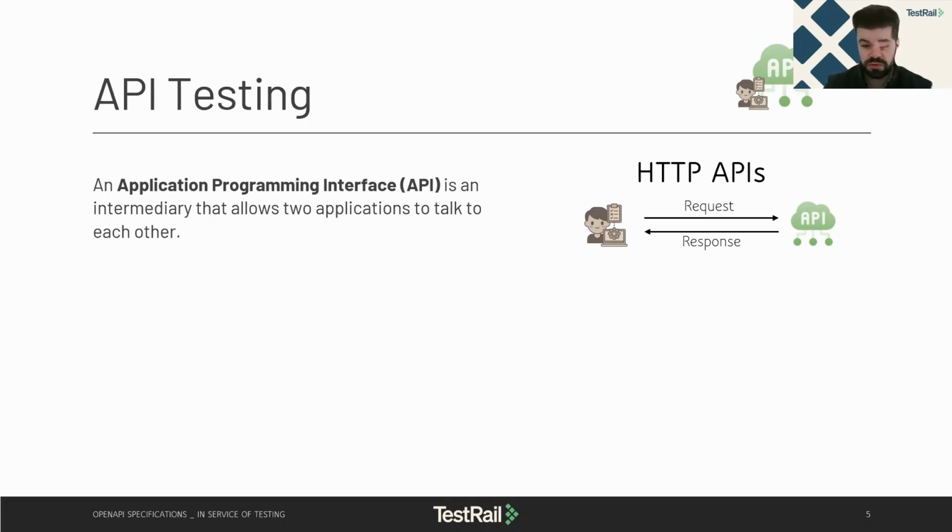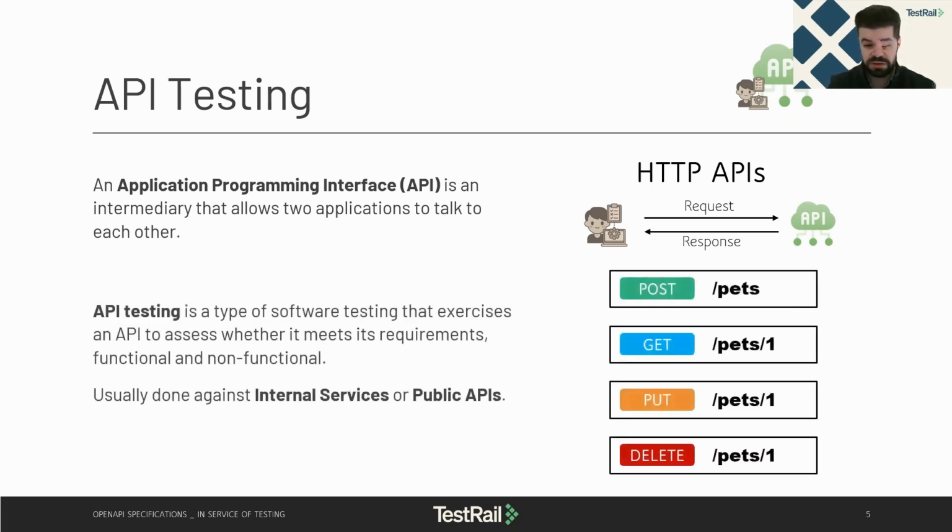Usually when we talk about API testing, we are talking about HTTP APIs that use the HTTP protocol. But an API can be a lot of other things. For instance, if we are talking about coding, an API can be simply the methods that a class exposes. But right now we want to talk about HTTP APIs, so let's focus on that.